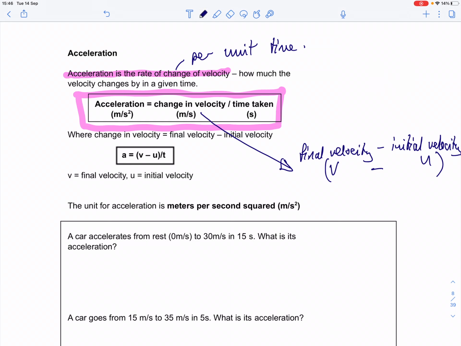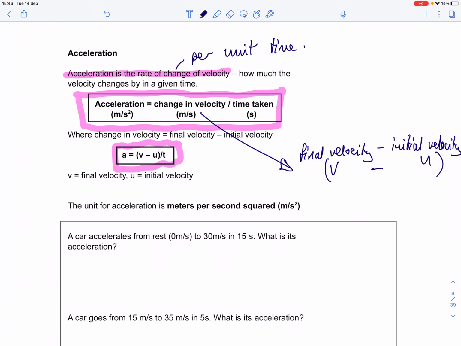So if we look down here at the symbols of this equation, we can see that we have the standard symbol a for acceleration, and then we have v minus u for the change in velocity, which is the final velocity minus the initial velocity, and finally divided by t, which is the time.